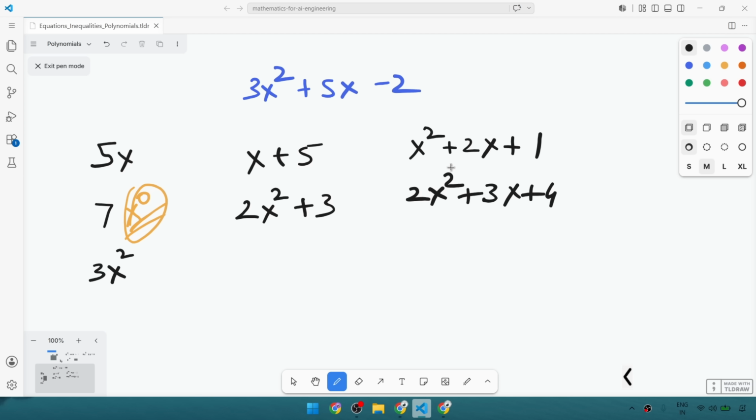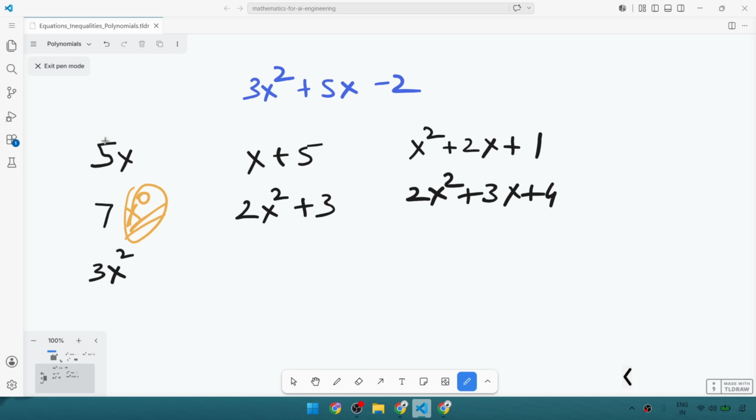So like this, there can be 4 terms, 5 terms. We are not having a separate name for them, but you can directly call them polynomial. And these are also polynomials, but we are having separate names for them: monomial, binomial and trinomial. And if it is having 4 terms, 5 terms, 6 terms, you can simply call them polynomials.